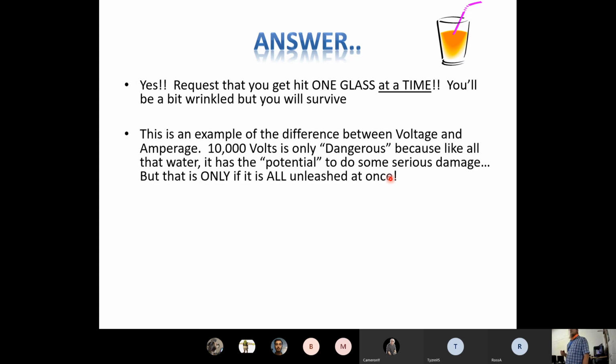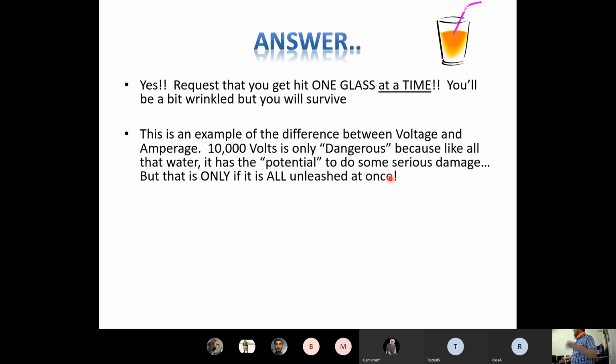Okay. This is an example of the difference between voltage and amperage. 10,000 volts is only dangerous because, like all that water, it has the potential to do some serious damage, but only if it's all unleashed at one time. 10,000 volts won't kill you if you're getting shocked over a long period of time. It's not hitting you at 10,000 all the time, it's hitting you 10 volts each time, and you won't really feel it.